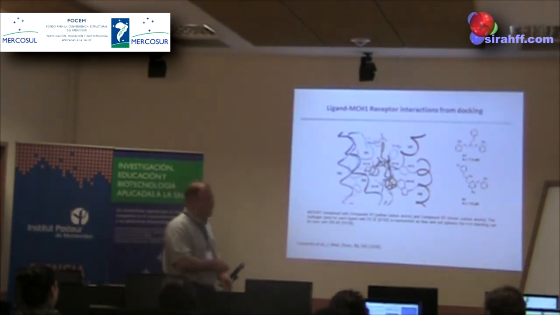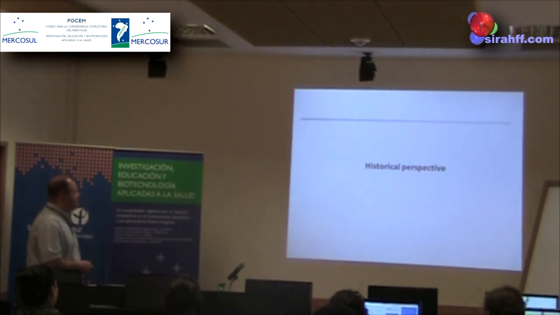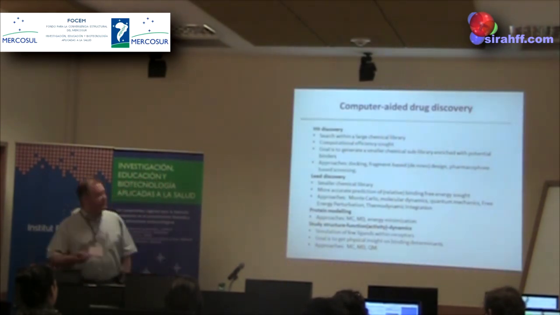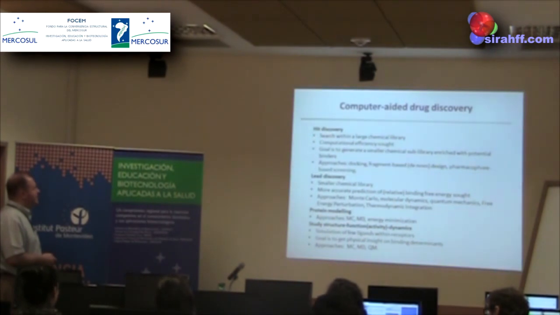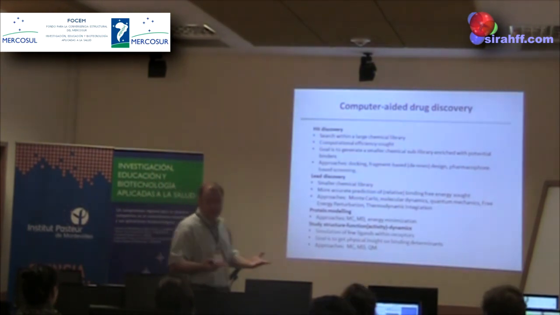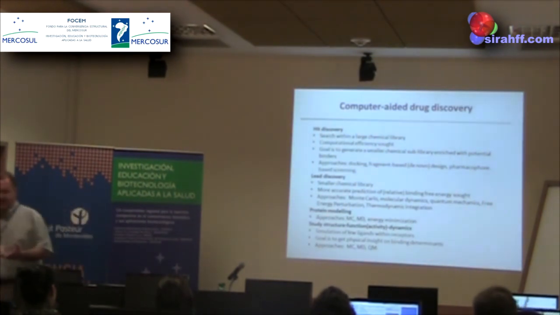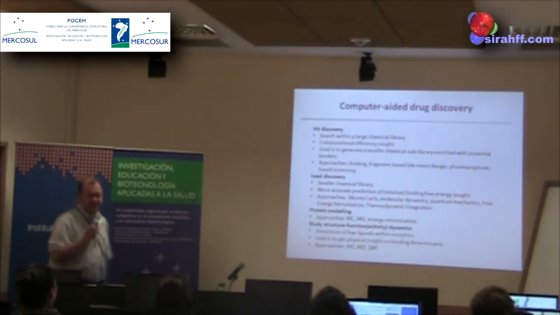So to finish, what kind of field of use are there for the hits that were discovered? So hit discovery is when you know nothing, you have no ligand, you have an orphan receptor. You are trying to use computational tools to discover something. You search within a chemical library, so computational efficiency is crucial, because you are going to screen a large database. So the goal is to generate a smaller chemical sub-library enriched with potential binders.